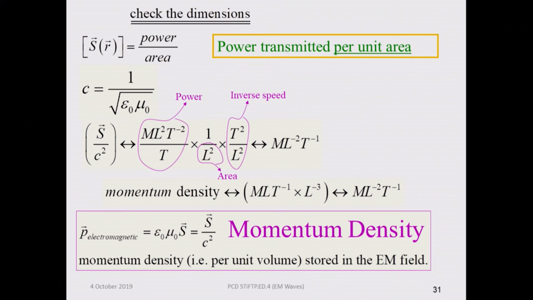So you can get it from the dimensions of epsilon 0 or dimensions of C square. Either which way you find that S over C square is essentially momentum density, momentum per unit volume. So that is the momentum which the electromagnetic field propagates, and that is what is represented by the Poynting vector. It gives you the momentum which is carried by the electromagnetic energy.